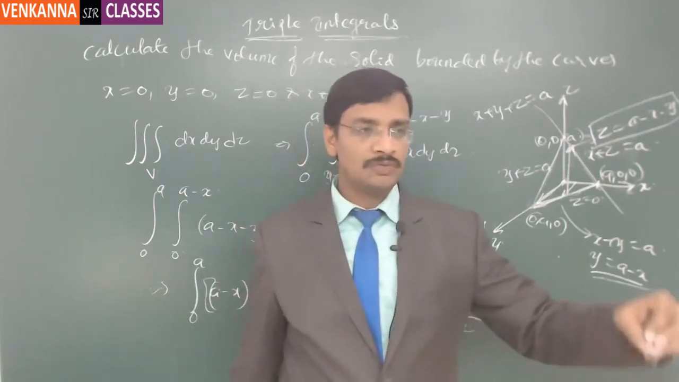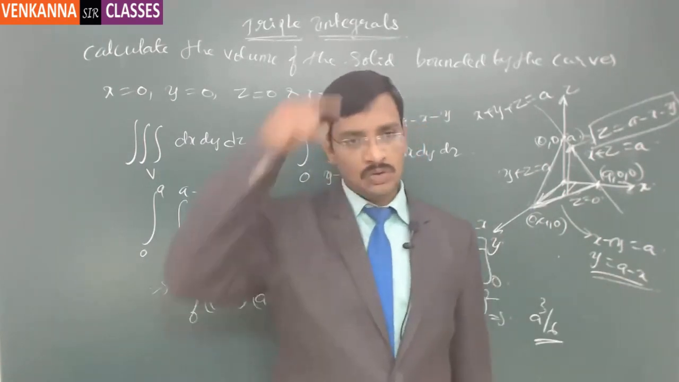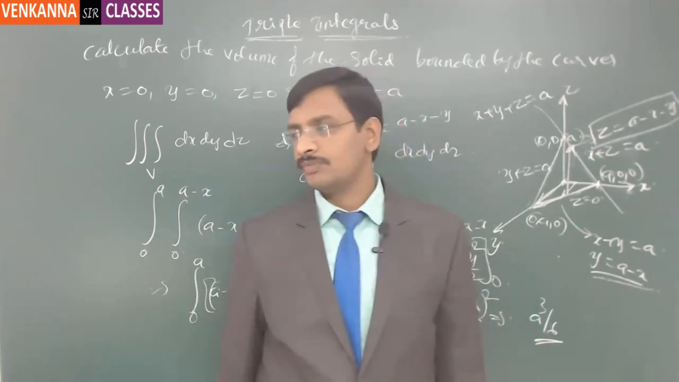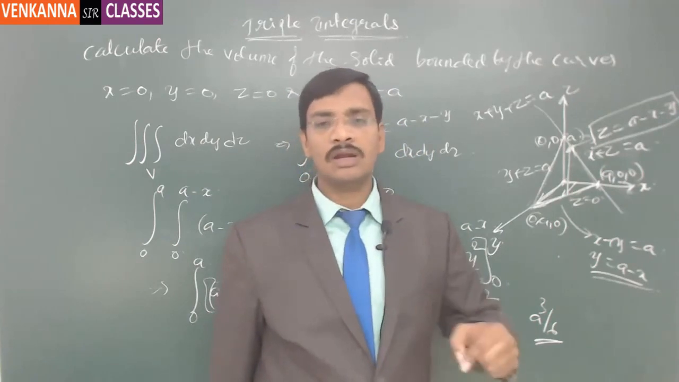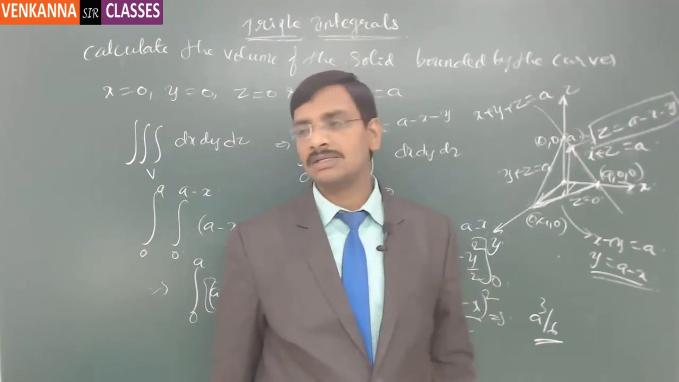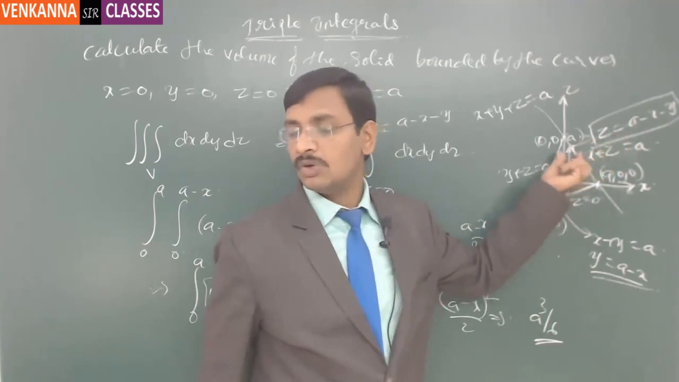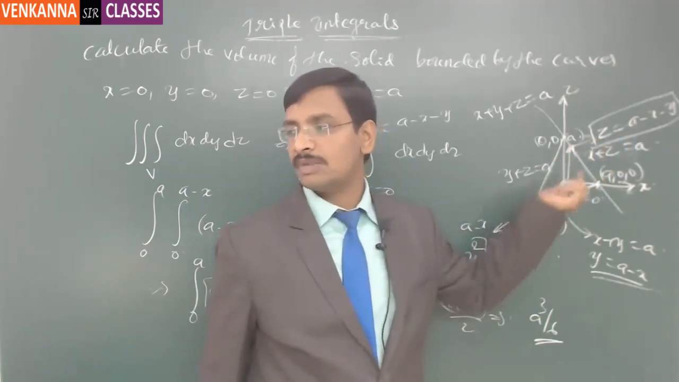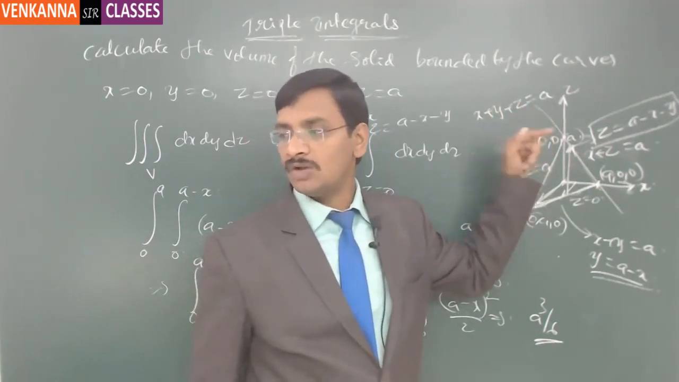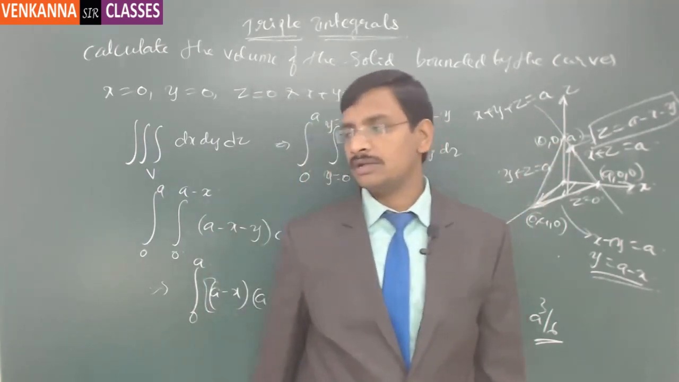Within the room, below the triangle, you stand there. Then your head will be touching the triangle, right? You are located at a random value of x comma y. If you stand there, your head is touching the plane z is equal to a minus x minus y. On this plane, the z value is given by this plane equation. So z is equal to a minus x minus y is the value of z at that particular random location of x comma y. Understood now? Wherever you stand, that is your height here.